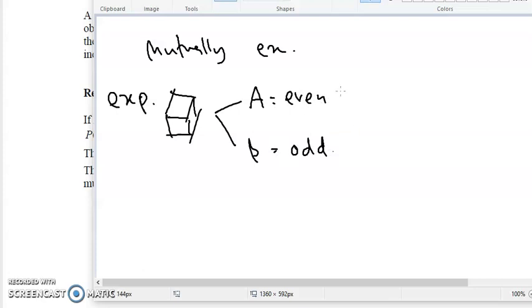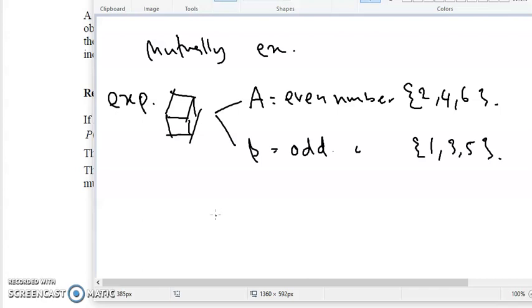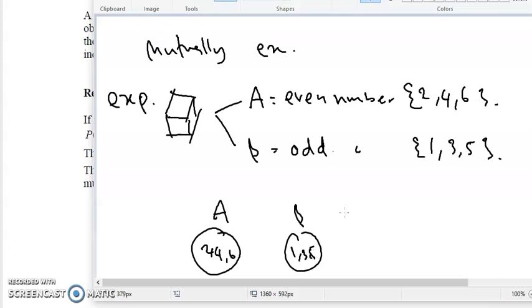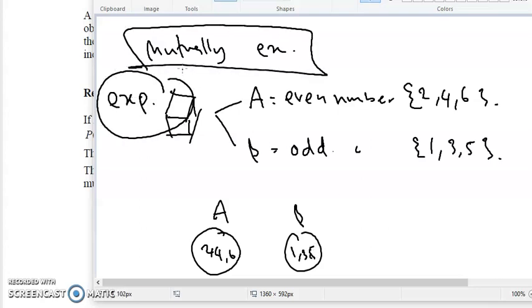So, to get event A, to get an even number, you'll be having 2, 4, 6. And to get an odd number, you'll be having 1, 3, 5. So, you can see from here, there is no intersection. This is 2, 4, 6, right? And this is for event B, which is 1, 3, 5. They are from the same experiment. This is for mutually exclusive.